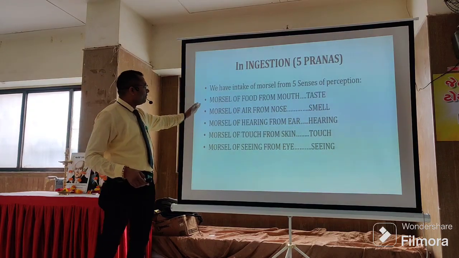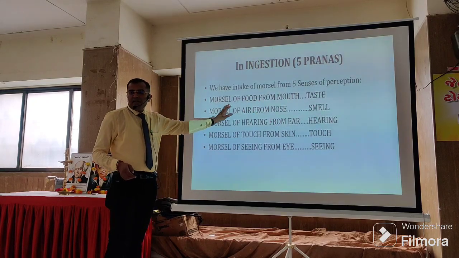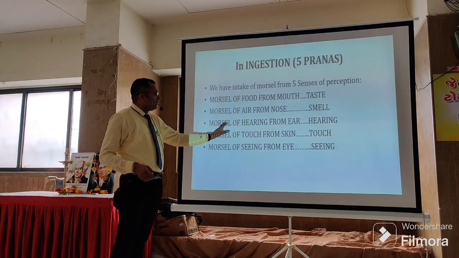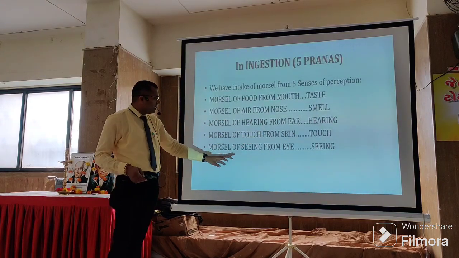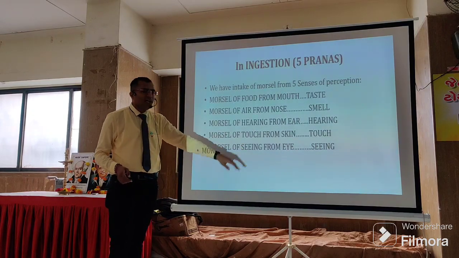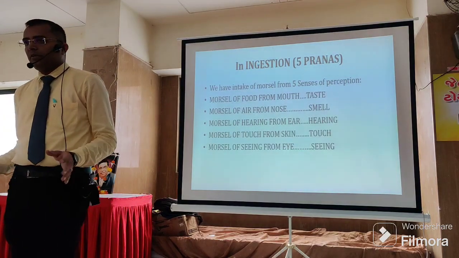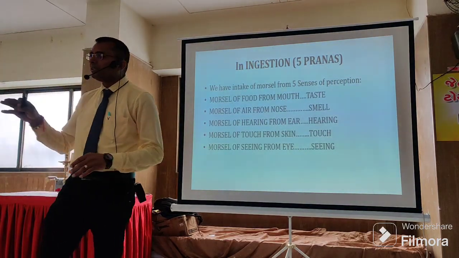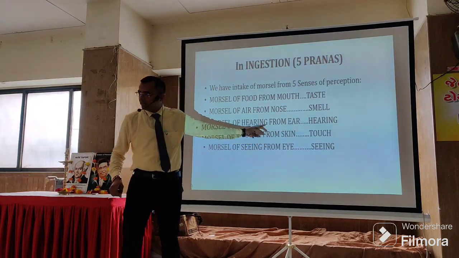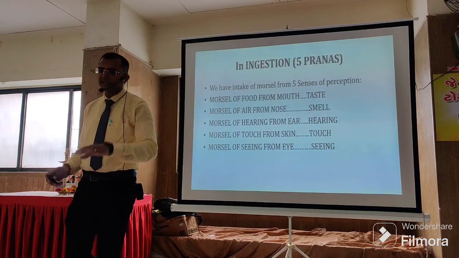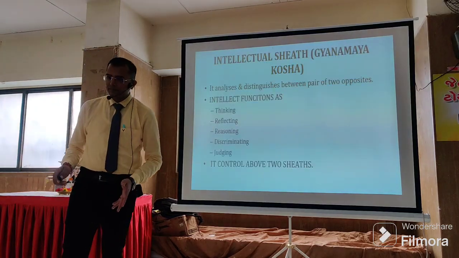In ingestion, we have the morsel of food, mouth, it gives rise to taste. Air from the nose gives rise to smell. Hearing from the ear gives rise to hearing. And the touch from the skin gives rise to touch sensation. And the morsel of seeing from the eye. So sometimes you can find the child does not like the touch of any person, or the child wants to touch everything, touch impaired. So that means this faculty has been either exaggerated or deprived. Are you getting me? You have to understand. So in excretion, stool, urine, perspiration, sperm and thoughts and actions.